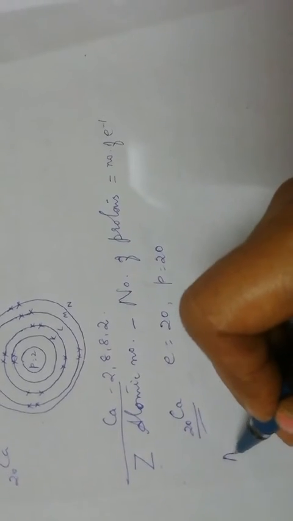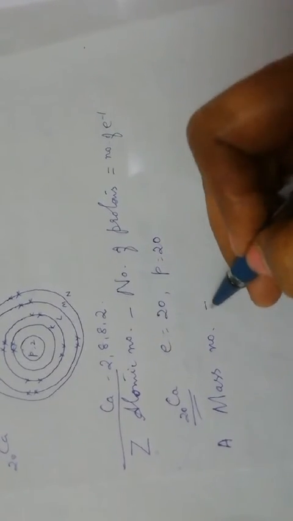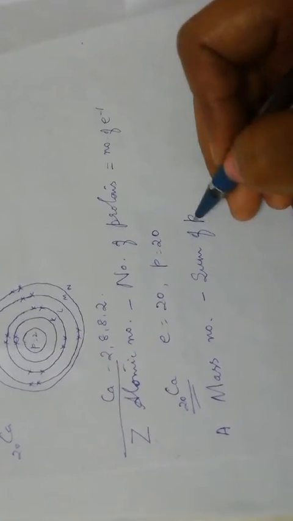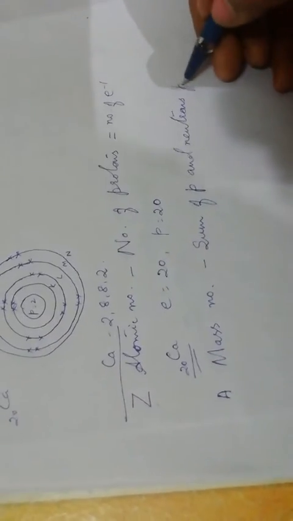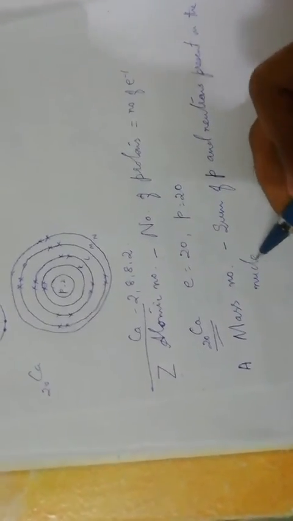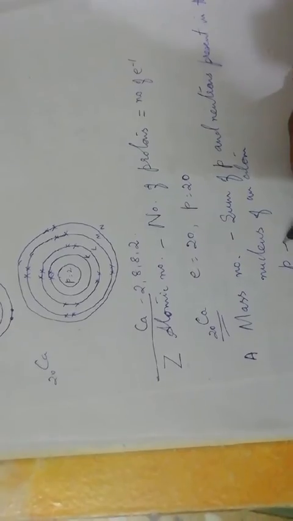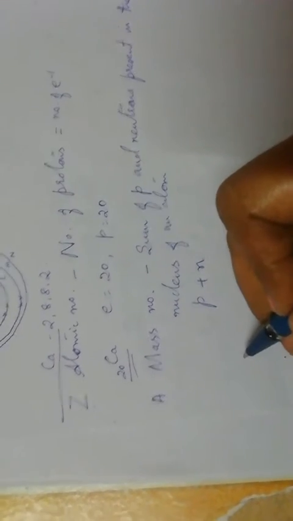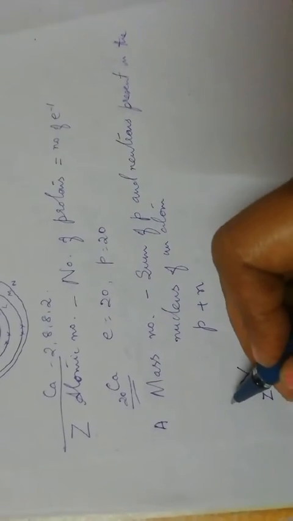Now let us study what is mass number. It is represented as capital A. Mass number is the sum of protons and neutrons. The sum of protons and neutrons present in the nucleus of an atom. Or the sum of protons plus neutrons. And this is represented, this is the nuclide. Suppose X is the symbol of an element. In the subscript we write atomic number and the mass number is written as the superscript.